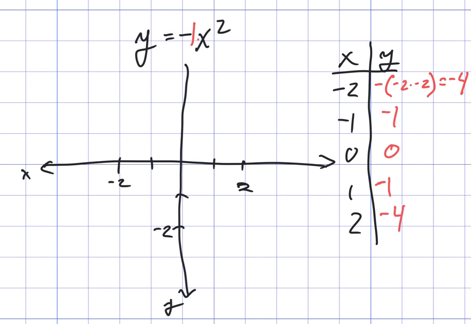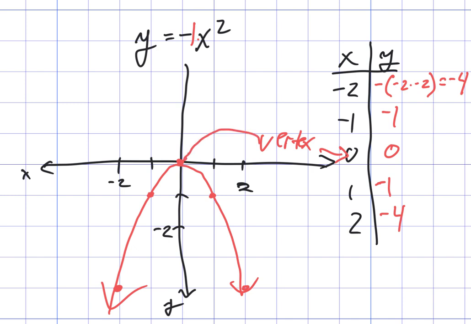All right, I'm going to plot those points. (0, 0), (-1, -1), (-2, -4), (1, -1), and then (2, -4). Going to connect those dots. I missed that one completely. About like that. All right, we can see the vertex right here.